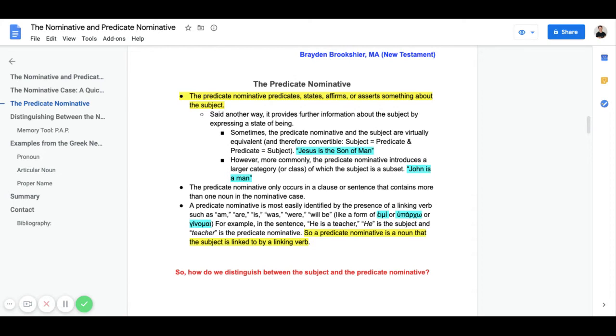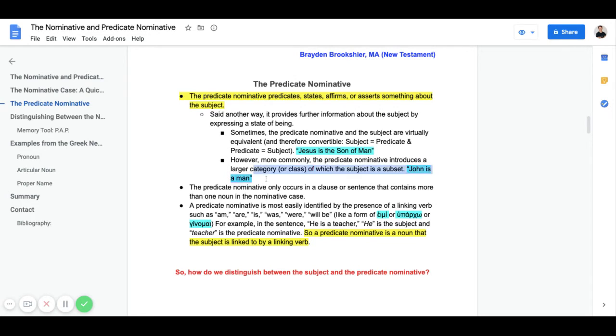Now, an example in English, when we say he is a teacher, he is the subject and teacher is the predicate nominative. It's predicating, asserting, stating, or affirming something about the subject. So predicate nominative is a noun that the subject is linked to by a linking verb. Predicate nominative will only occur in a clause or sentence that contains more than one noun in the nominative case. And I guess the only exception there would be if for some reason the subject is already embedded within the verb, which we will have an example of.